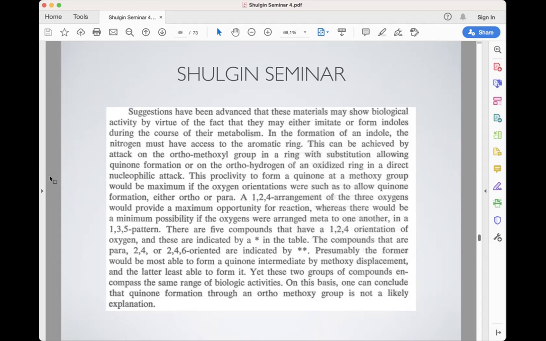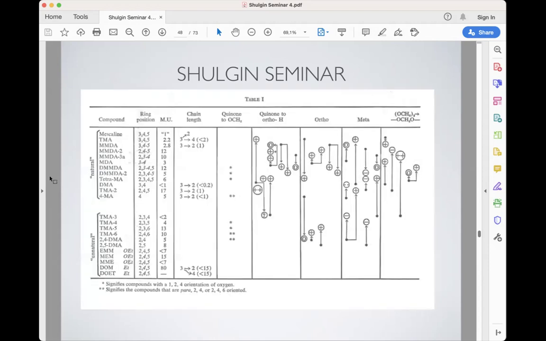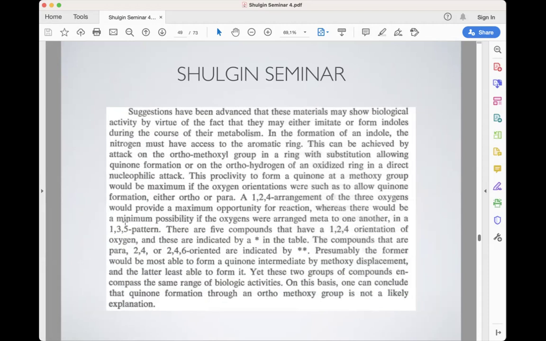That suggestions have been advanced that these materials may show biological activity, due to the fact that they may imitate or form indoles during the course of their metabolism. And what materials is he mentioning? Of course, he means phenethylamines here, various phenethylamines, those materials listed here on the left, mescaline, TMA, MDA, MDMA, and so on, DOM. So he suggests that they are converted to indoles and therefore they are active ultimately, yes?